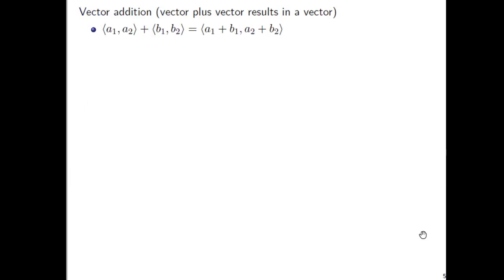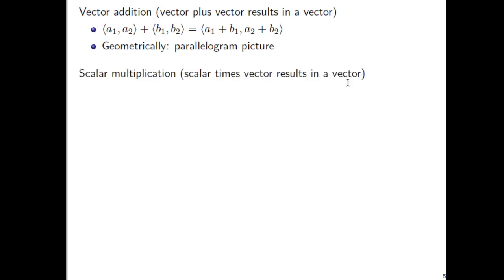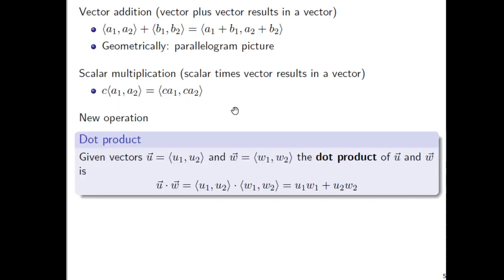And recall from last time, vector addition is component-wise. By the way, a vector plus a vector results in a vector. And geometrically, there was that parallelogram thing we saw. Scalar multiplication, in a nutshell, is a scalar times a vector becomes a vector. So you need a scalar and you need a vector, and then you get a vector out of this. It looks like this. That was the formula that defined it.